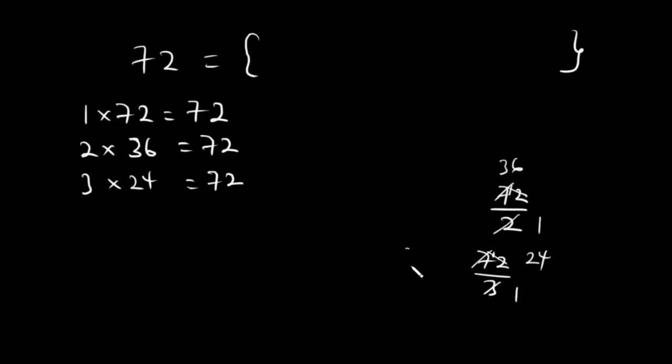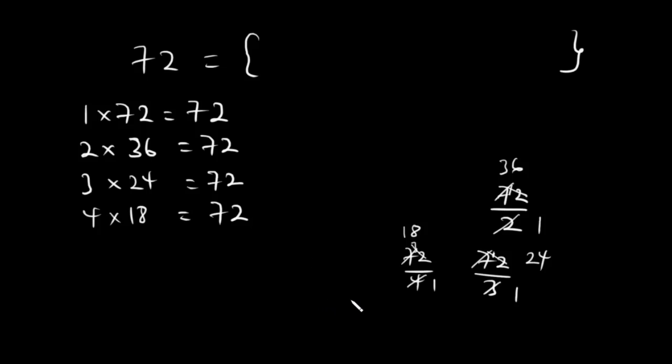Now let's say we have 72 divided by 4. Is 4 a factor of 72? Let's see. 4 goes into itself once. 4 goes into 7 only once, remainder 3, making 32. 4 times 8 is equal to 32. So 4 is a factor of 72. That is 4 times 18 is equal to 72.